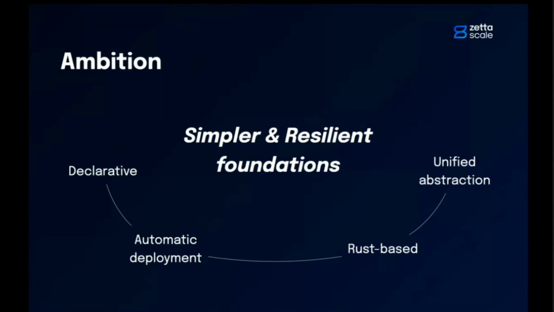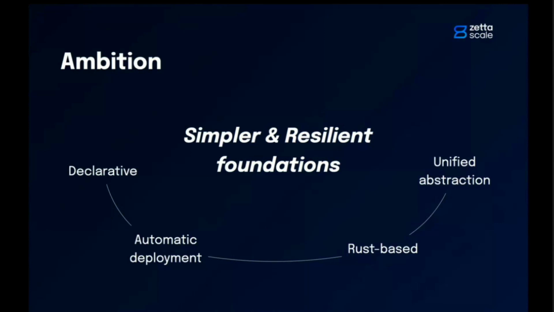We want to keep being Rust-based. Rust brings many benefits to the table: memory safety, concurrency safety, and we want to keep that. And then we want to have a unified abstraction. As we saw, Zenoh works on the cloud and in the things, so why not keep this same abstraction and capabilities everywhere?